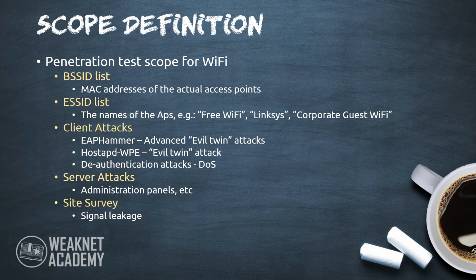We can also ask for an ESSID list, which is the name list. Say, for instance, the client has a mesh network or a network with a whole bunch of access points with the same exact name, so that you can roam around in the building and keep the same Wi-Fi connection, just because the access points have the same name. Are we going to be performing client attacks? Client attacks include using EAPHammer or hostapd, in which we create an evil twin and sometimes even attack the clients that attach to our evil twin.